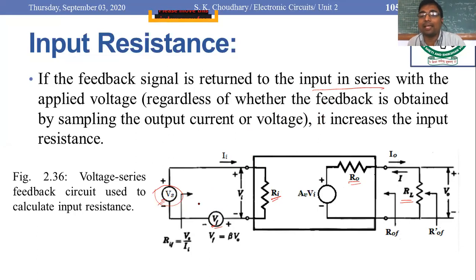But if this feedback signal is returned to the input in series with the applied voltage, it increases the input resistance. This is the conclusion: it would be increased input resistance. Either the current signal is fed back or the voltage signal, it does not make any change. But the main factor is how it is returning to the input. If it is returning in series with the applied voltage, then it would increase the input resistance.